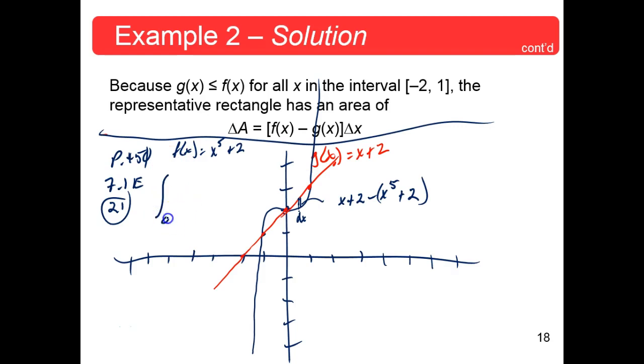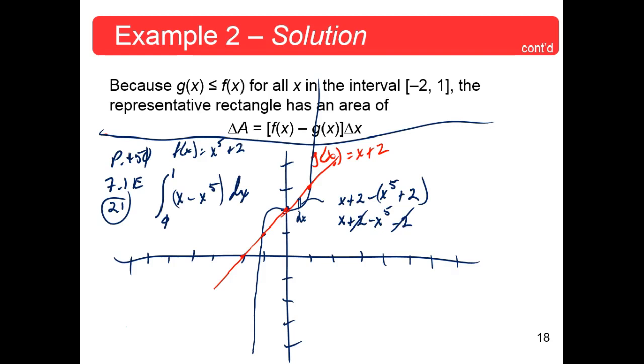So the integral is from x equals 0 to x equals 1 of this thing here, and I want to do my scratch work here. X plus 2 minus x to the 5th minus 2. Agree with that? What do you notice there? The 2 minus 2 goes to 0, and that just gives you the integral of x minus x to the 5th. That's your height, and then your width is dx, and you're summing all those from here to there, and that's your integral from 0 to 1. Does that make sense?